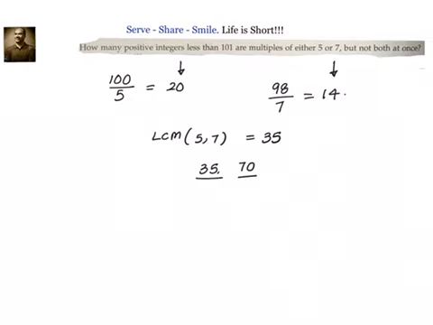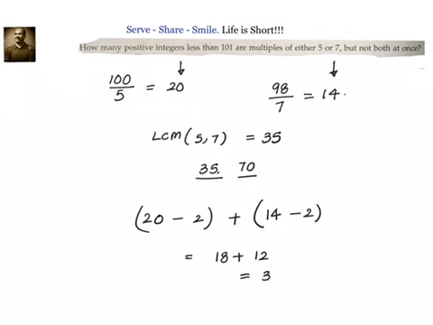So what we will do now: first we take the multiples of 5, that is 20, and from there we subtract the multiples of both 5 and 7. Then we go to the multiples of 7, which are 14, and from them we again subtract the common multiples of both 5 and 7, that is 35 and 70. Two values I have to subtract again. So it will be 18 plus 12, which is equal to 30. So there are 30 positive integers less than 101 which are multiples of either 5 or 7 but not both at once.